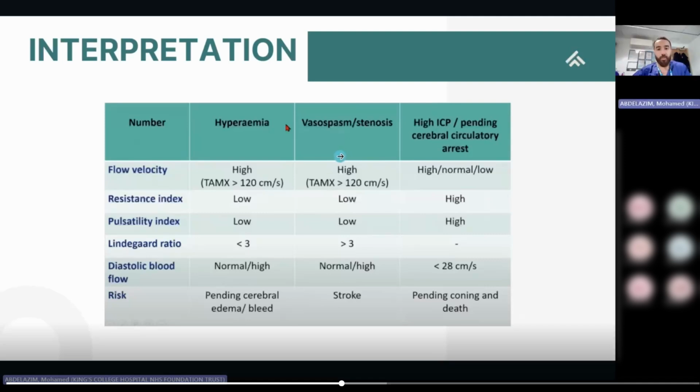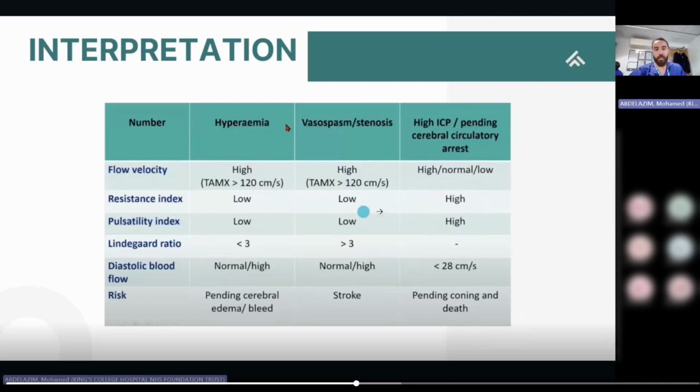And then in a vasospasm state, again, you'll have a high flow velocity state, while in high ICP it could be any, basically. It could be high, normal, or low. And then talking about resistance, for the resistance index, if it's hyperemia or vasospasm, the downstream resistance will be relatively low in comparison to high ICP, which will for sure go up, because if you think about it, if you have high pressure inside the cranium, that will create more resistance against the blood flow to travel across.